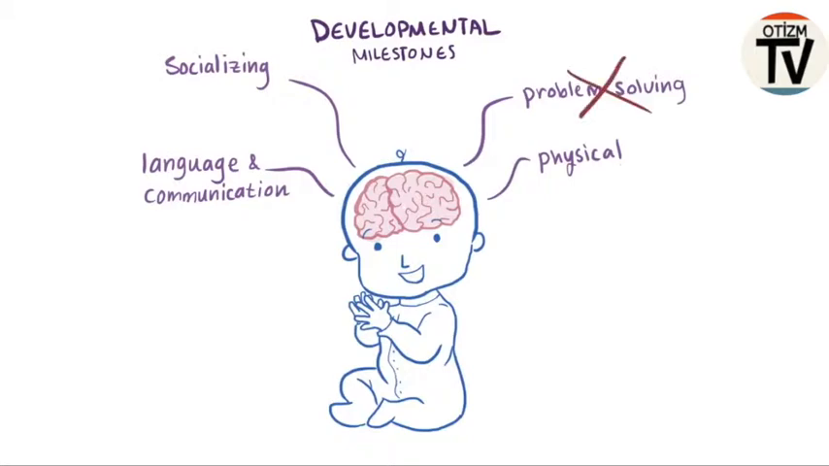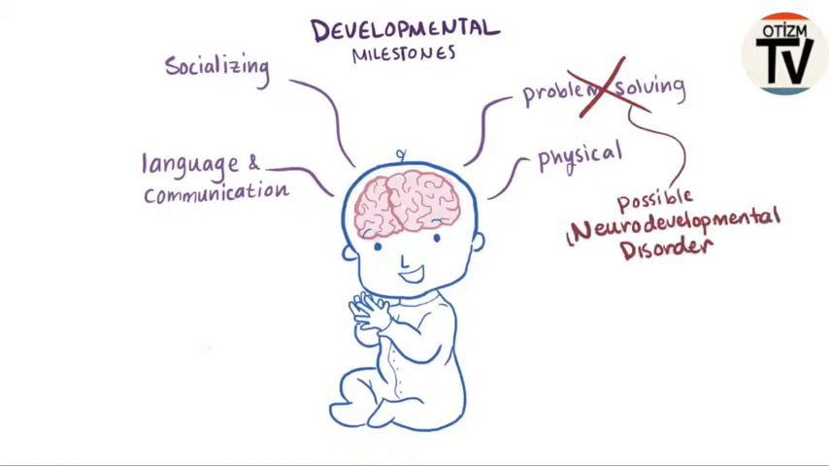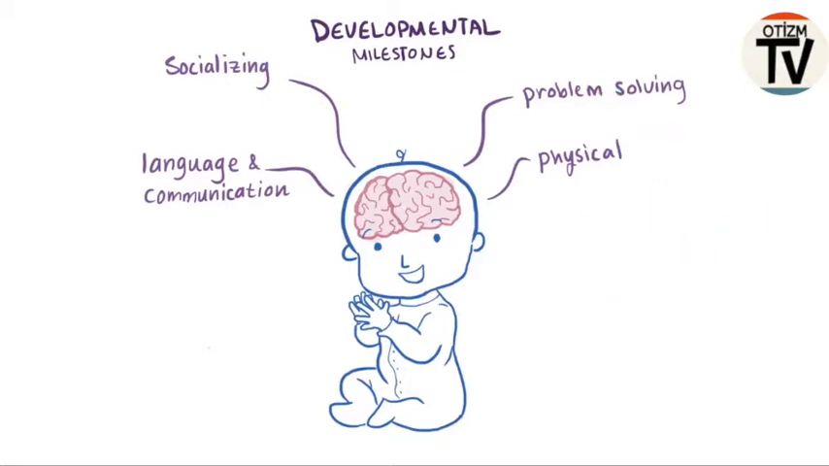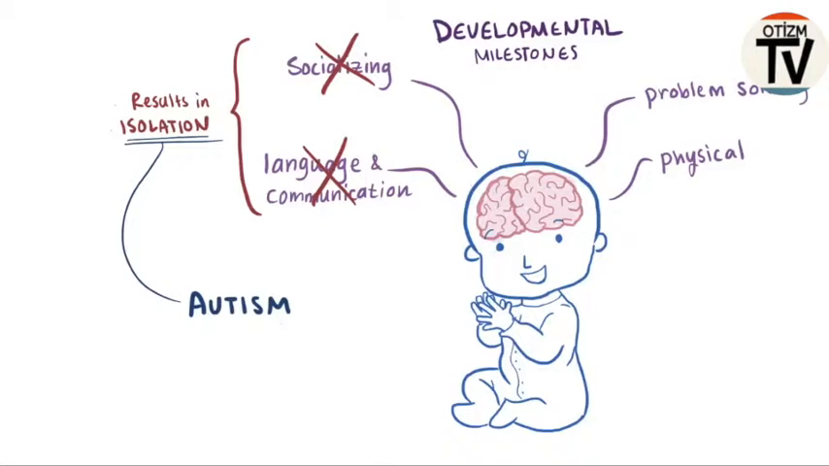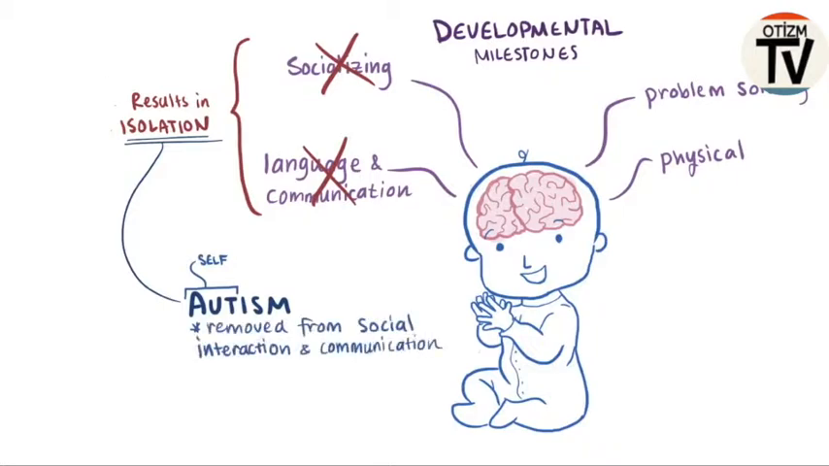If one of these doesn't develop as scheduled, depending on the severity, it may be described as a type of neurodevelopmental disorder, neuro referring to the brain. Especially when certain skills related to socializing and communicating don't proceed as normally, it can result in isolation, which is where the name autism originated, since auto means self. So autism refers to a condition where somebody might be removed from social interaction and communication, leaving them alone or isolated.